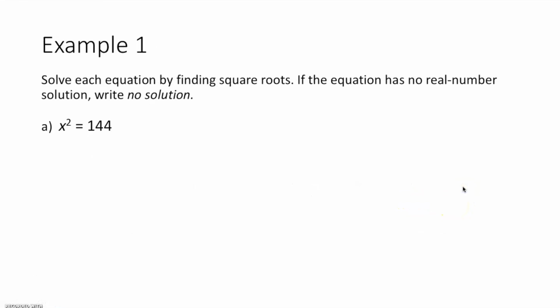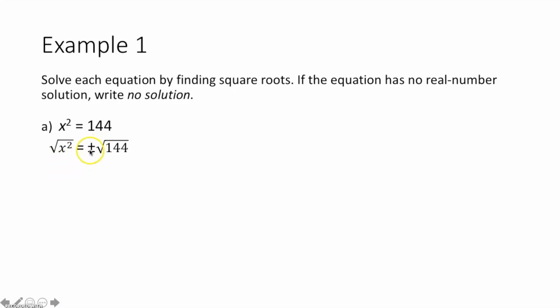Oh, example time. Example 1 says solve each equation by finding square roots. If the equation has no real number solution, write no solution. So I have x squared is equal to 144. This is the same thing as asking what number squared is equal to 144. To go the opposite direction, instead of squaring something, I need to square root it to get it to be just x. So I'm going to square root both sides of this equation. When I do a square root and a square, those two things are opposite, so they cancel each other out. This just turns into x.